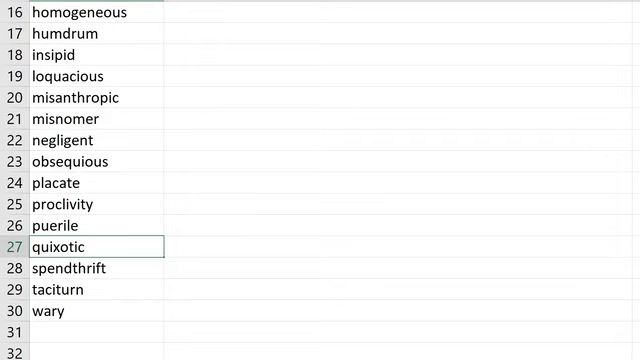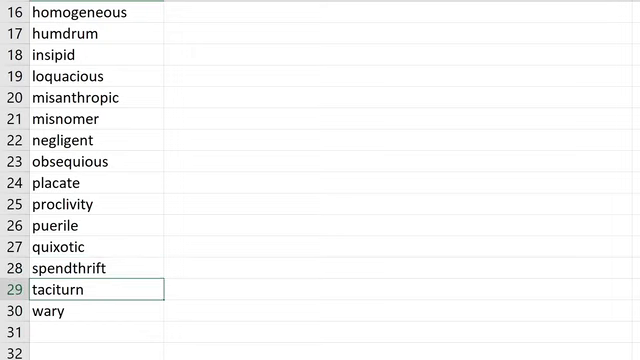Quixotic means idealistic. It's kind of the opposite of feasible. So feasible means it's possible. Quixotic means it's kind of like it's a good idea, but it's a little bit far out there, right? Kind of like a colony on Mars, for example. Spendthrift does not mean that somebody's thrifty and good with money. It's actually the opposite. It means they're bad with money. They're spending a lot of money like crazy.